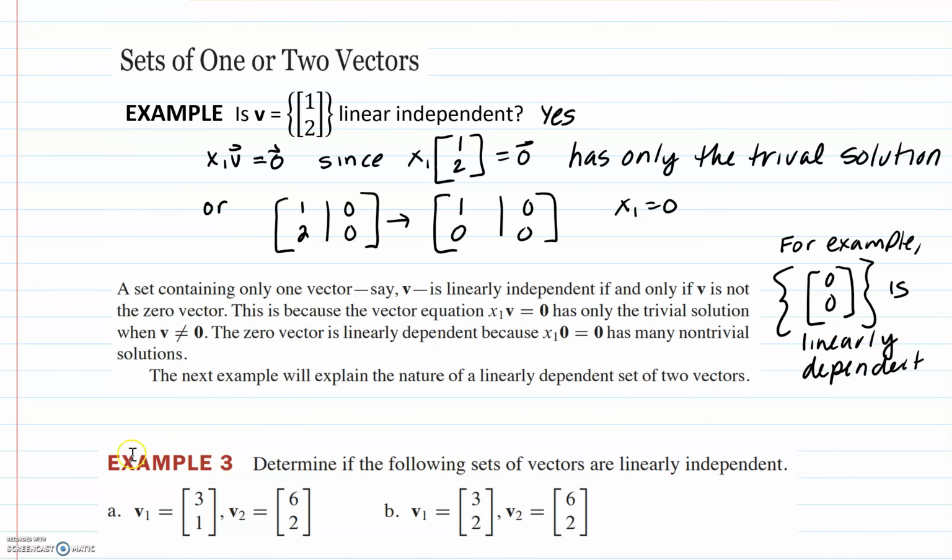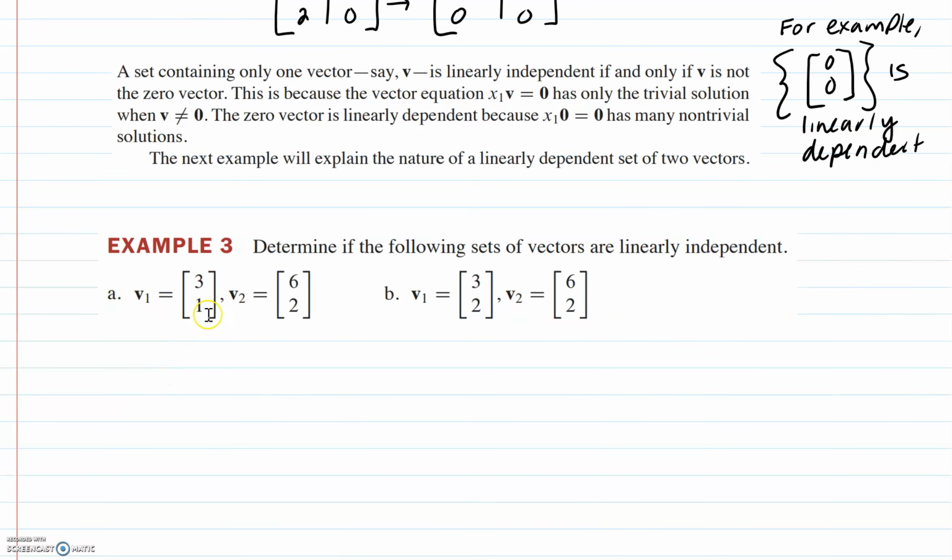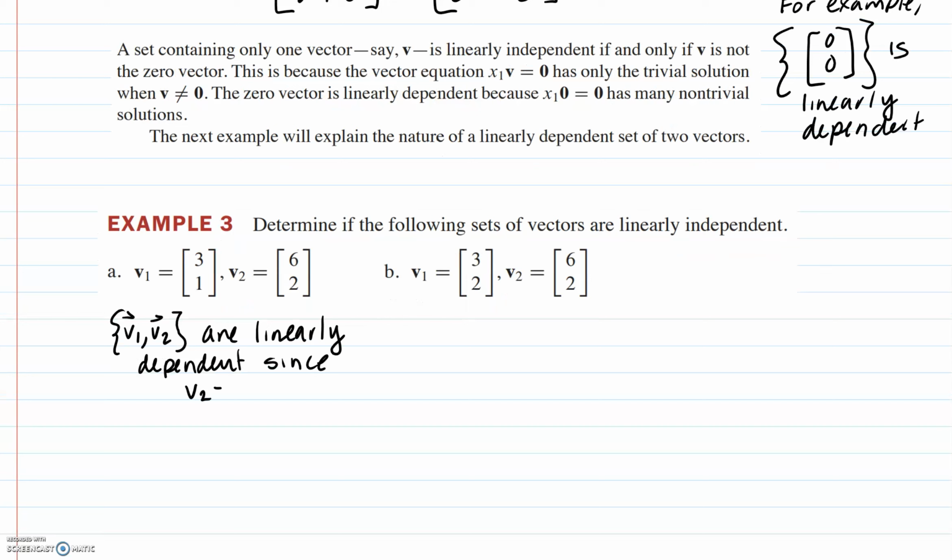The next example will explain the nature of a linearly dependent set of 2 vectors. Example 3 from the textbook says to determine if the following set of vectors are linearly independent. So part A has the vectors v1 being 3, 1 and v2 being 6, 2. So v1 and v2 are linearly dependent because you can just multiply v1 by 2 to get to v2. Or v2 is equal to 2v1.